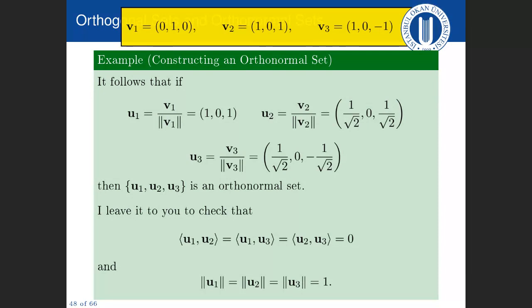I'm going to leave it for you to check that these 3 unit vectors are still orthogonal. And I'm going to leave it for you to double check that actually they really are unit vectors. Their norms are equal to 1.